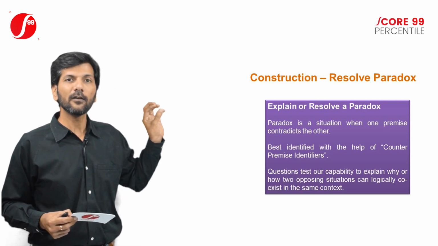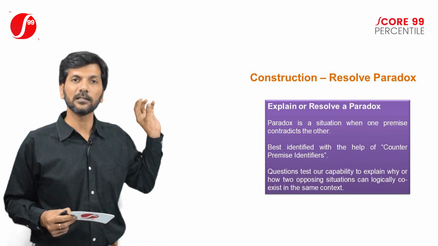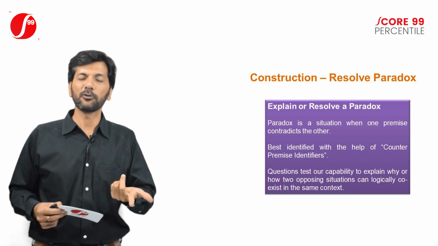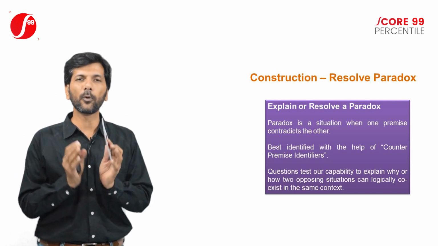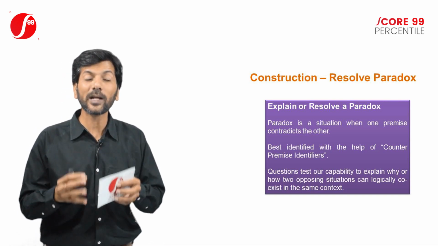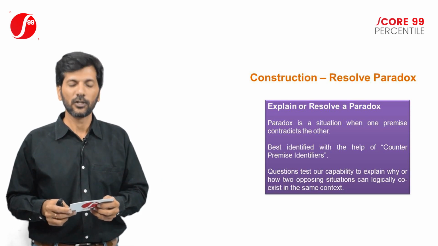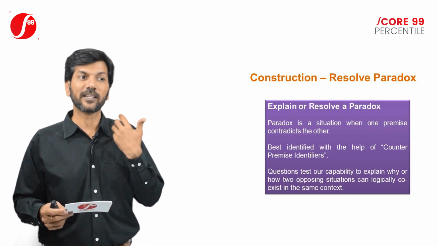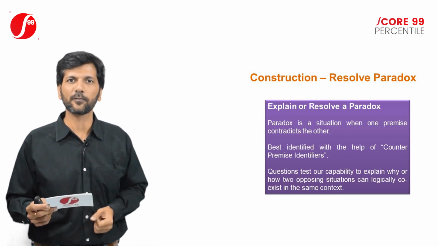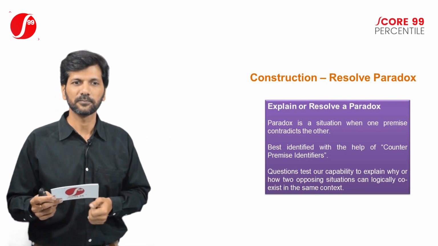So, if you have a paradox in a short passage, it means that there is a premise and there is also a counter premise. You have two opposing, conflicting scenarios that are coexisting in that context. Your question will be to explain how these conflicting ideas can coexist. That's how a paradox is formed. Take a look at the example on your screen.